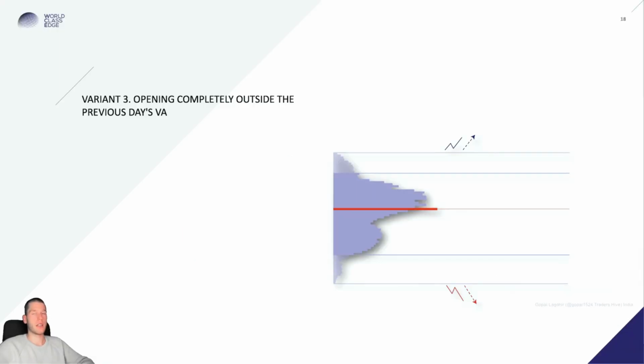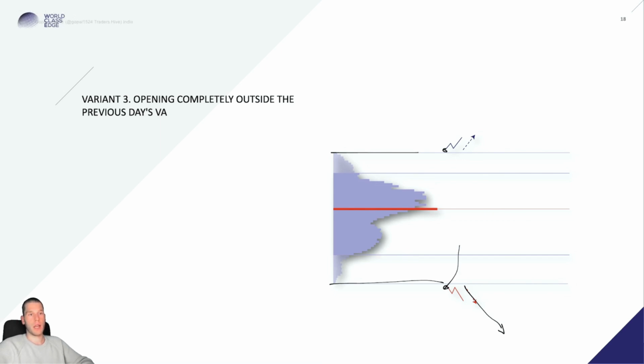There is another variant or option, that is variant 3. So opening completely outside of the previous day value area, not value area, but outside the previous day or the session you look at, outside of the whole profile. So the opening is either below or above. Then what do we expect? We expect a very strong trending day.